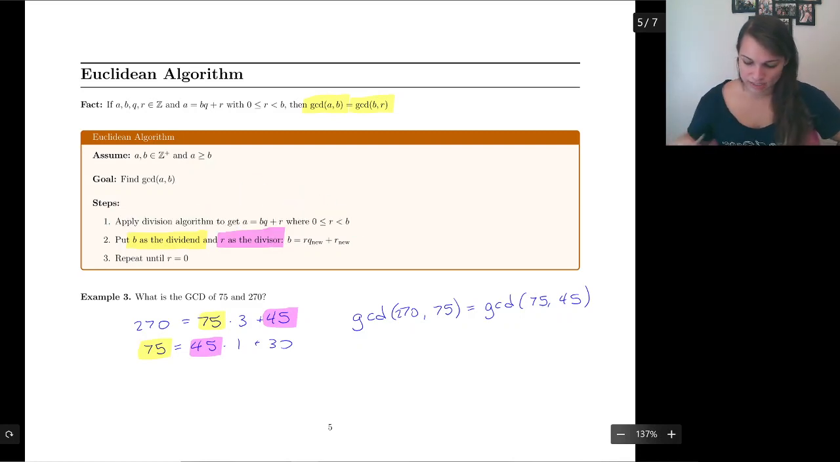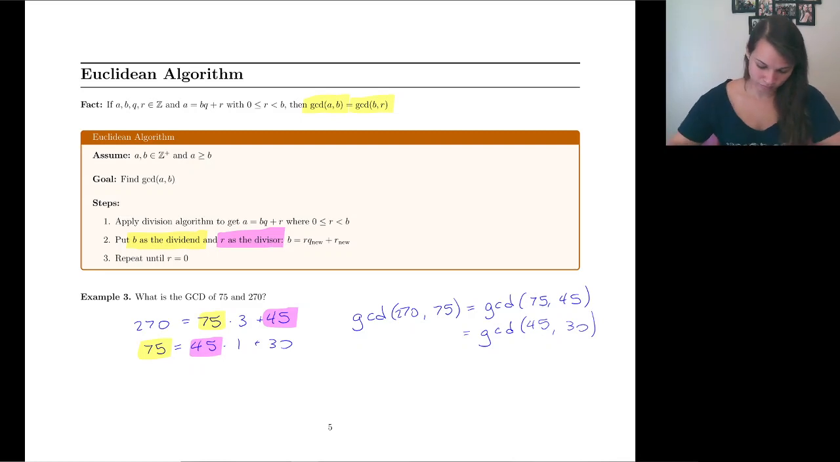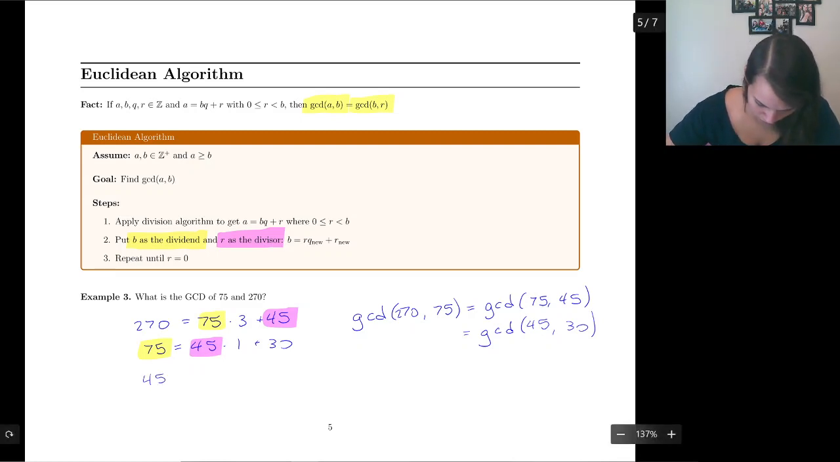And then we just keep repeating this process because now we have GCD of 75 and 45 is equal to the GCD of 45 and 30, because 45 is the new B and 30 is the new R. So now we say 45, our B gets moved over here, our R gets moved, and then we find our new R. So times 1 plus 15.